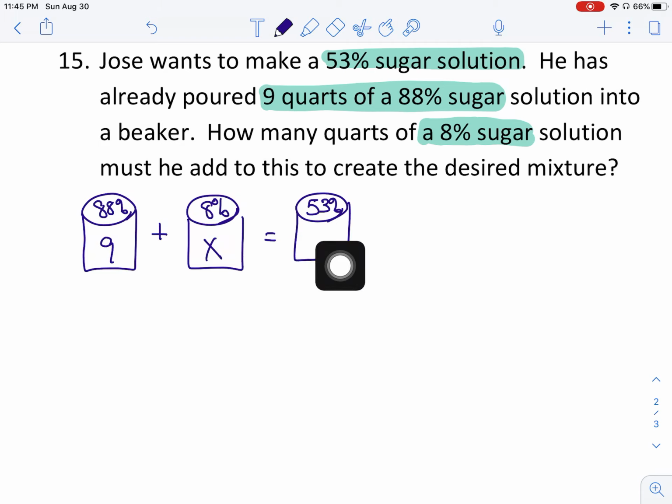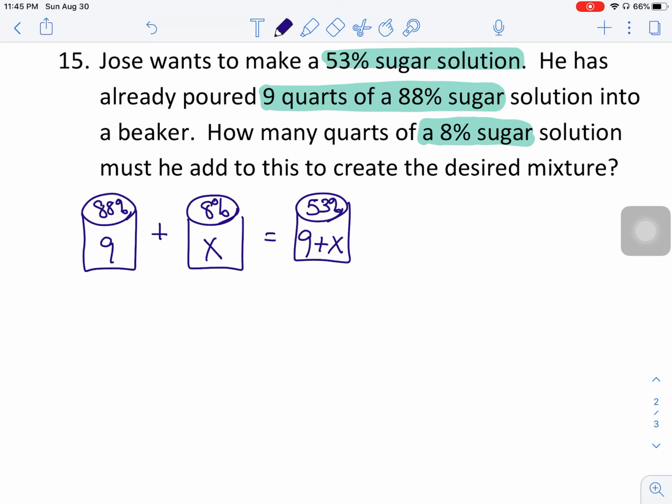And I have this blank spot here for its quantity. But the nice part about setting it up this way is you actually know the quantity because you can just read the problem across. So he had 9 quarts. He's going to add X, so he will end up with 9 plus X. Okay, so everything is filled in. Once everything is filled in, the equation falls right out of the setup.